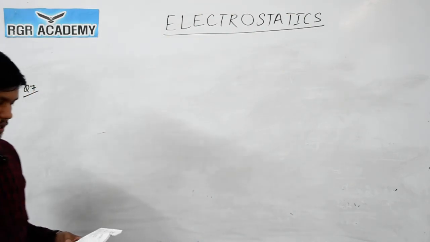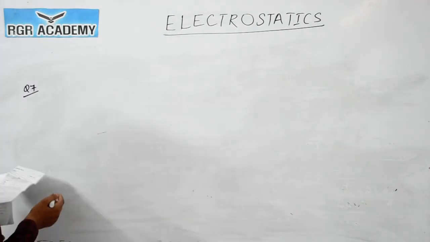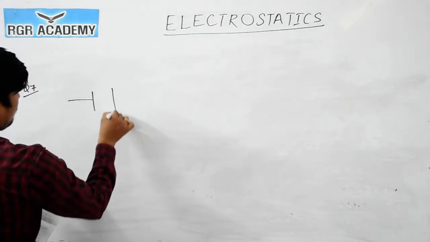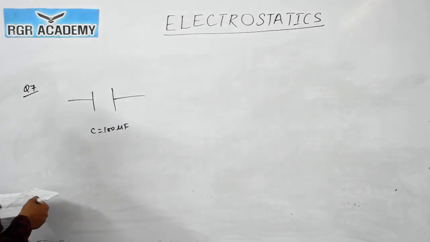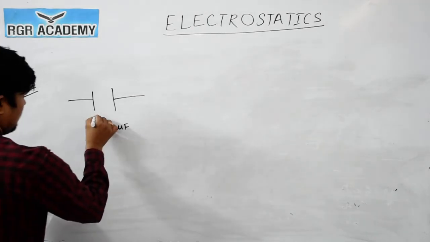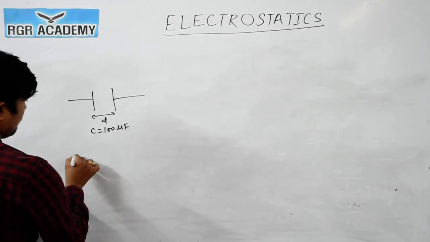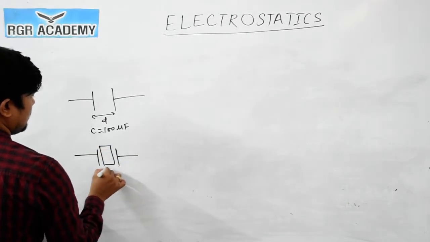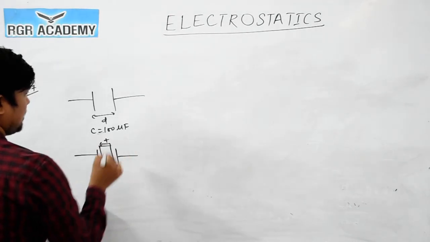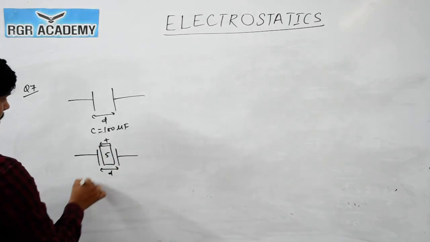In question number 7th, a parallel plate capacitor has a capacitance of 100 microfarad. The plates are at a distance d apart. We are putting in a slab of thickness t, where t is less than d, and the dielectric constant is given as 5. The value of K is 5.